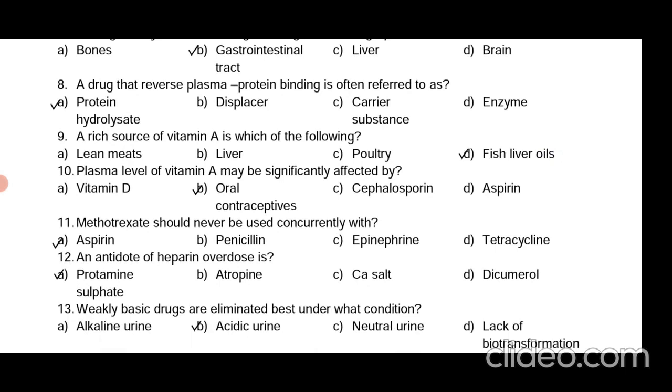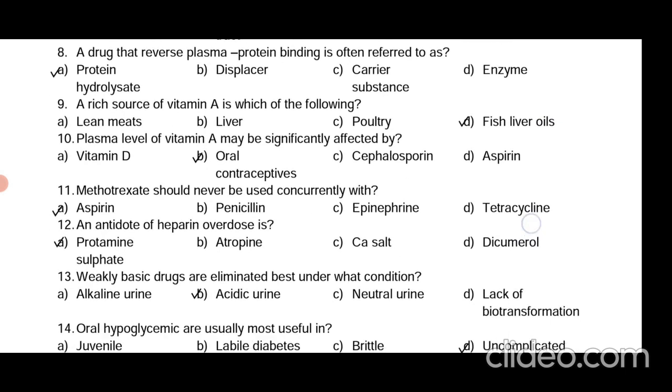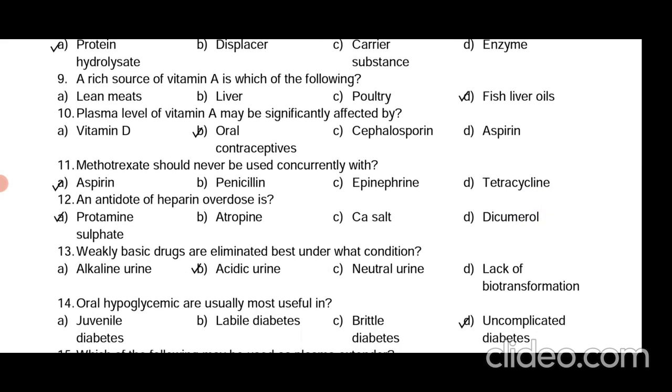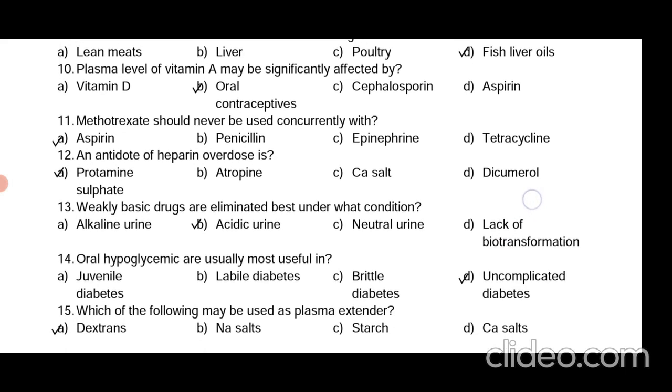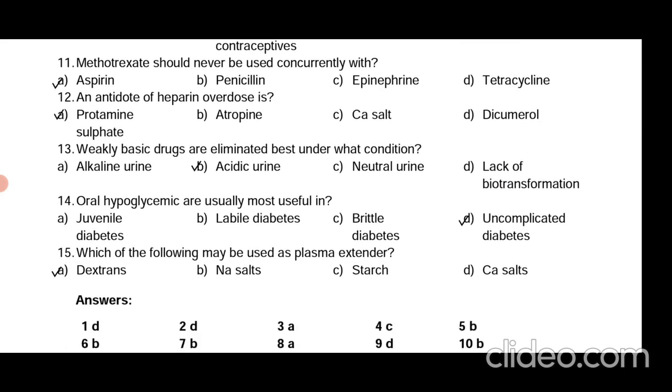Weakly basic drugs are eliminated best under acidic urine. Oral hypoglycemics are usually most useful in uncomplicated diabetes. Which of the following may be used as a plasma extender? Dextrans.